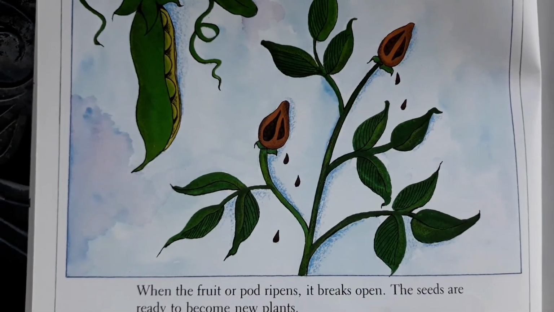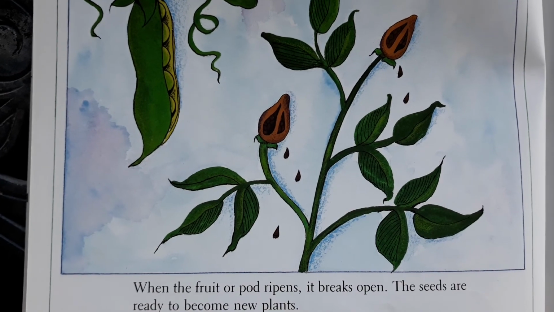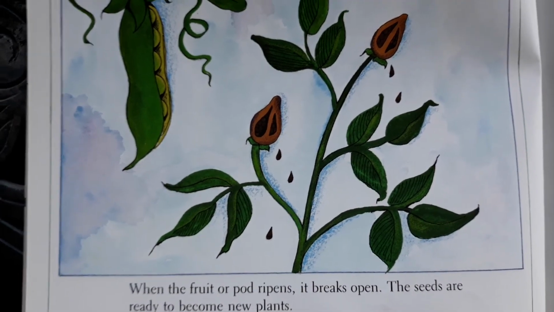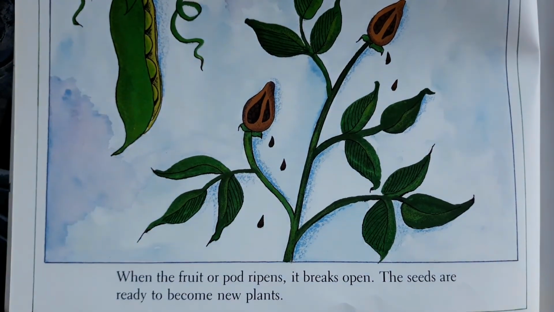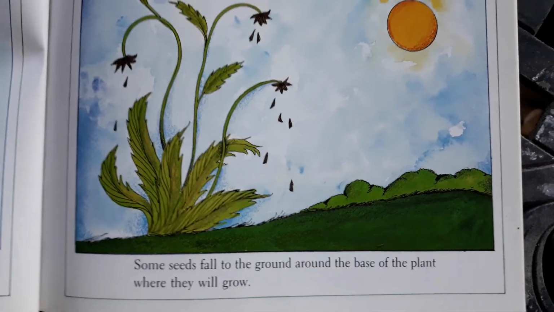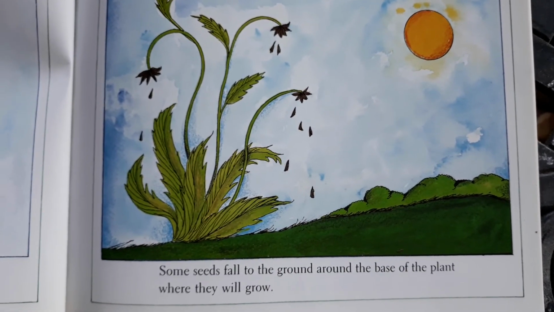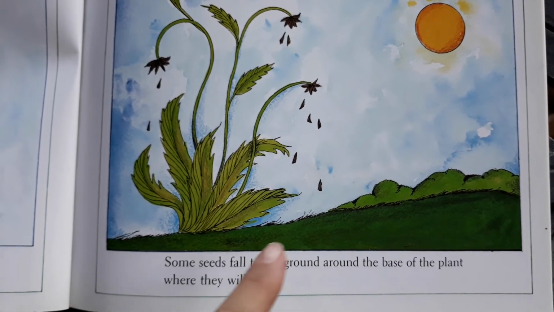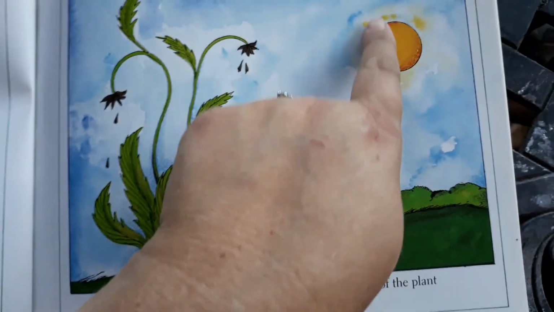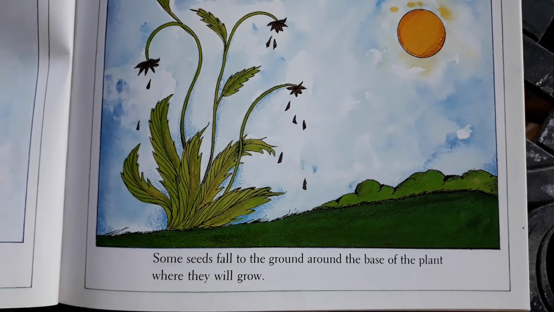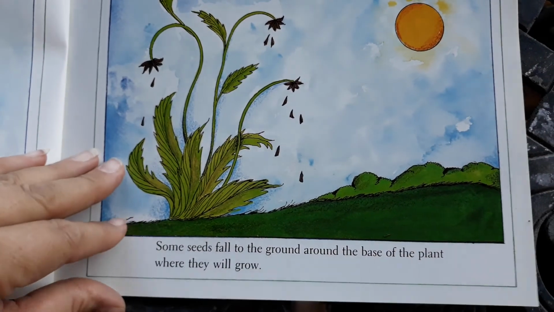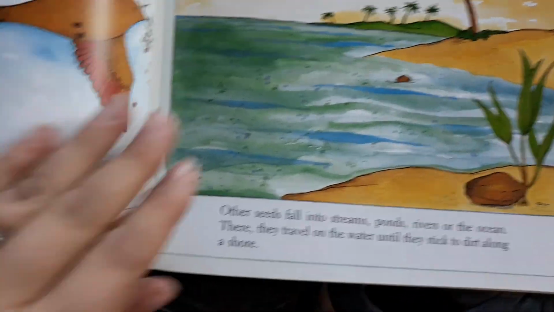So when the fruit or pod ripens, it breaks open. The seeds are ready to become new plants. Can you see the seeds coming out of those? Some seeds fall to the ground around the base of the plant where they will grow. Now what do you think is going to happen if the seeds fall in that grass and there's nice warm sun out? You think that sun and the moist grass is going to help those seeds grow? You bet it is.